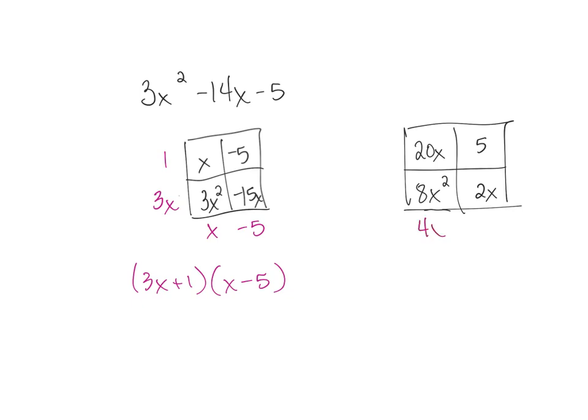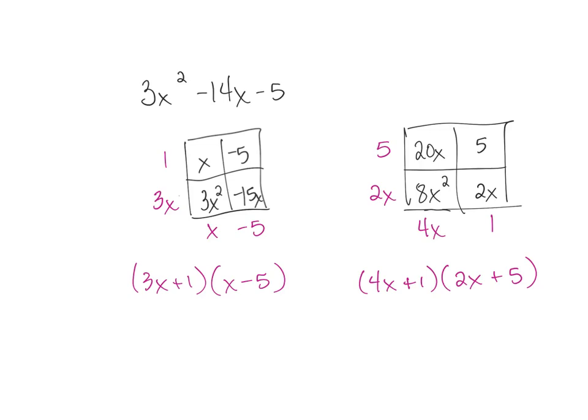So I'm going to take the 4x out here and then multiply 4x by 2x to get 8x squared. 2x times 1 is going to give me 2x. And then 4x times 5 is going to give me 20x. And then I always double check. 1 times 5 gives me 5. So my factored form here is going to be 4x plus 1 times 2x plus 5. And that's my fully factored form.